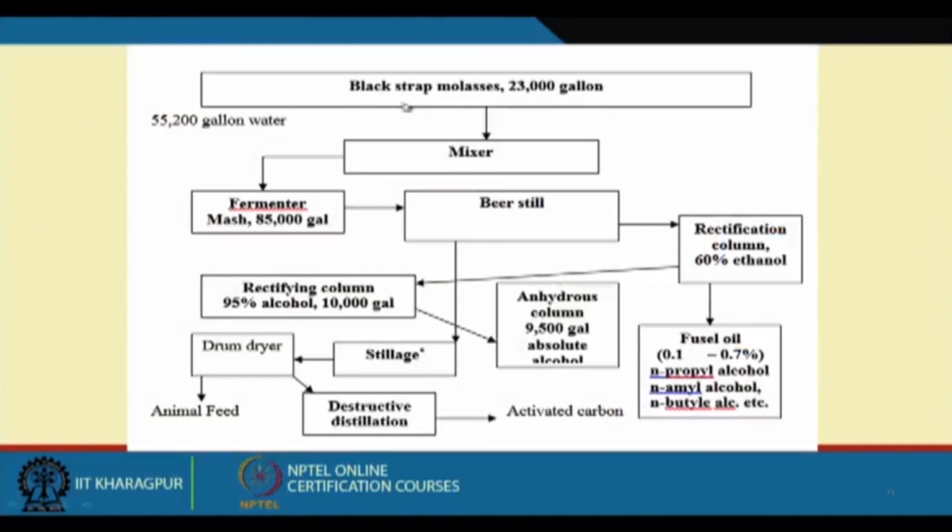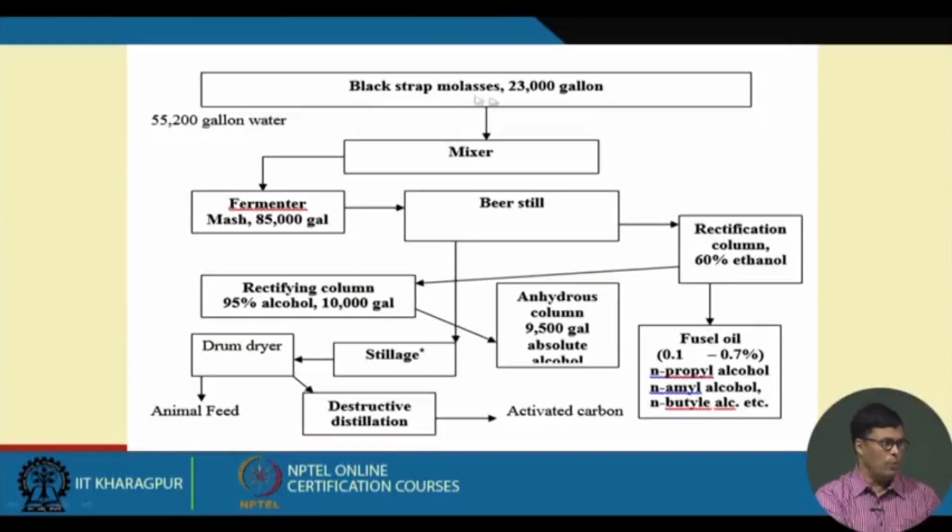Now this is a typical block flow diagram. Black strap molasses, cane molasses, we take it and mix it in a mixer with a significant amount of water. Then it passes through the fermenter, it's fermented, and from the fermenter to the beer still, and from the beer still we have the rectifying column. From the rectification column we get 60% alcohol. Further passing through the rectification column, we get 95% alcohol.